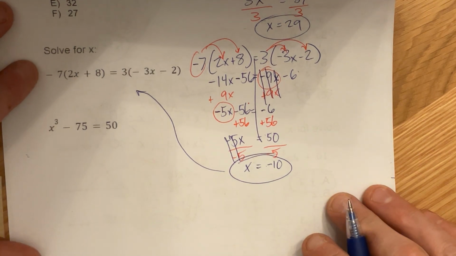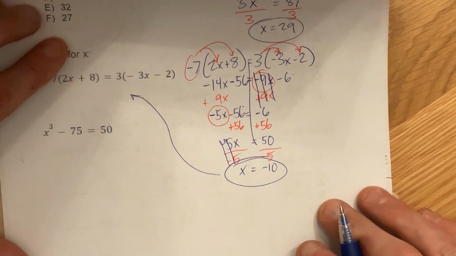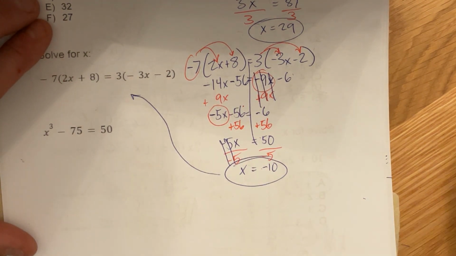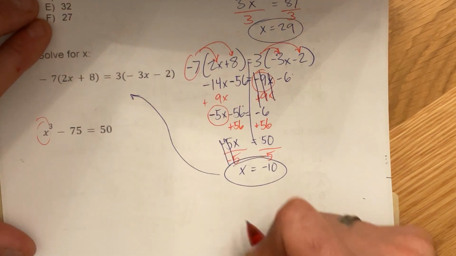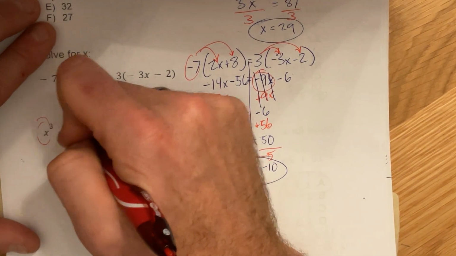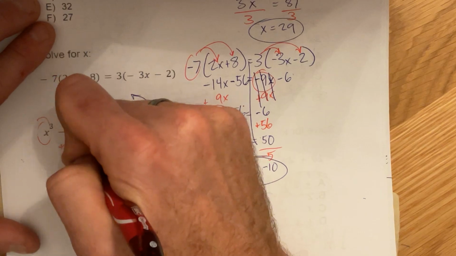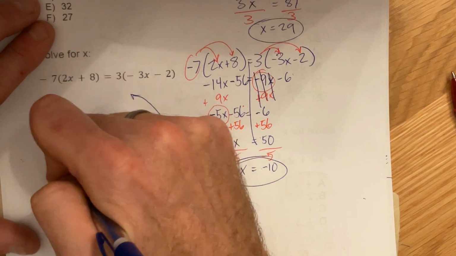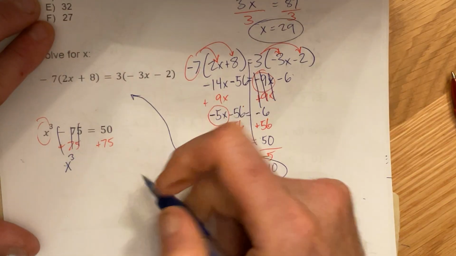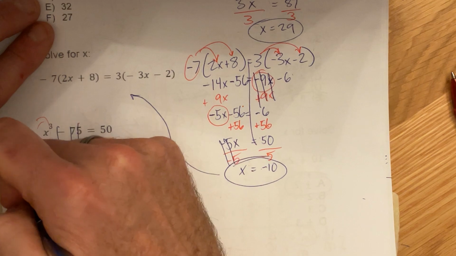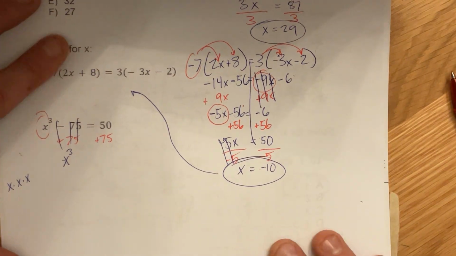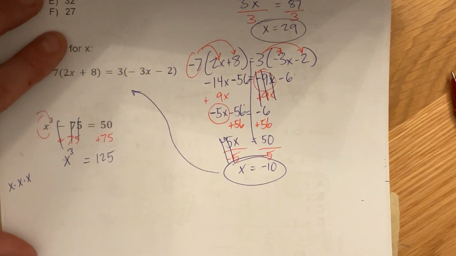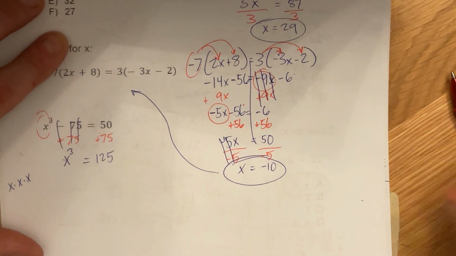And the last question. I'm not even going to rewrite this because I have plenty of room to work it. My first step is going to be to get my variable term on its own. This guy right here is messing me up, so I'm going to add 75 to that side, add 75 to that side. These guys are going to cancel out and bring down my x cubed, x to the third power. Remember, that's x times x times x. Equals 125.